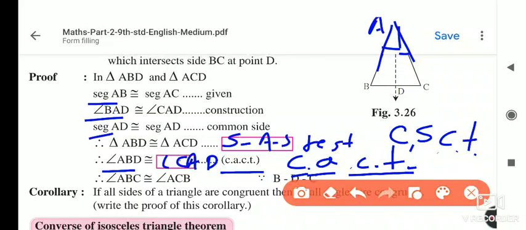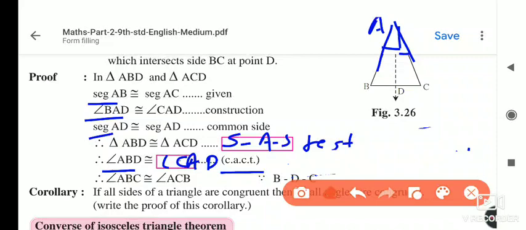Afterwards, once they are congruent to each other, then by CACT we can show that the base angles, that is angle B, is congruent to angle C. Means angle ABC is congruent to angle ACB, because D is in between B and C. In that way we can show that in an isosceles triangle the base angles are congruent to each other. So this is the theorem. All of you note down, this activity is there, so all of you complete it.